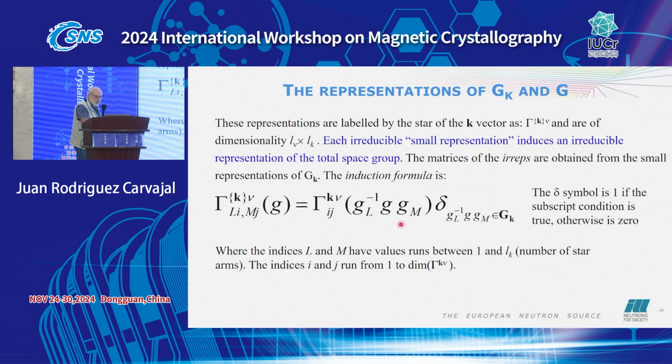You have to forget a little bit about that, but you have to know that the representations of GK and G are different, but we can construct the representations of the full space group from the representations of GK. And these representations of GK can be found in tables, can be calculated, but now we have a computer for doing that, and that's not a problem.